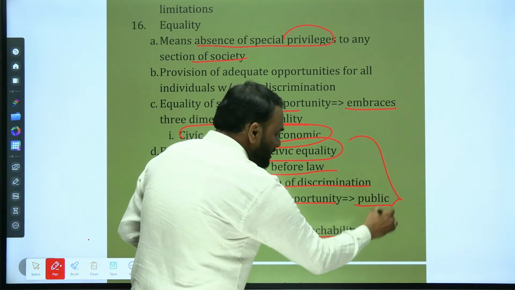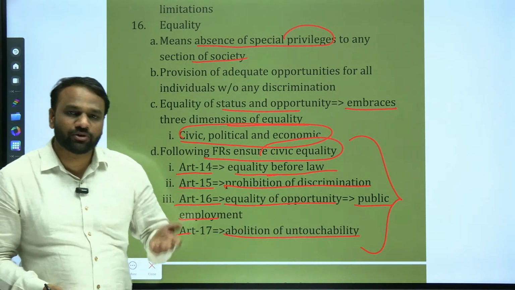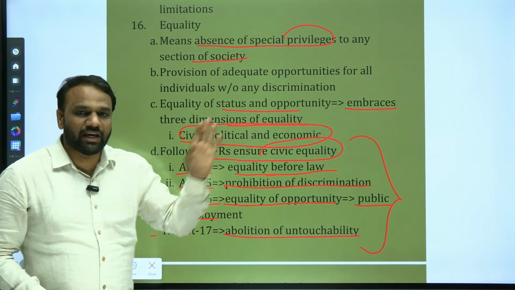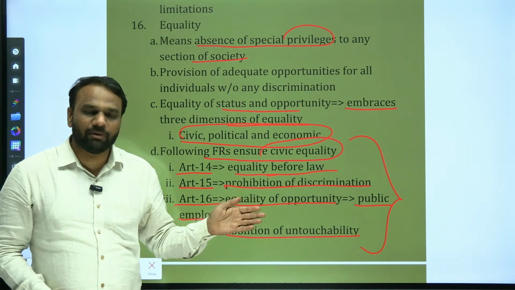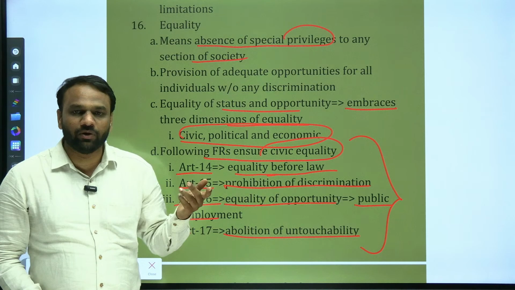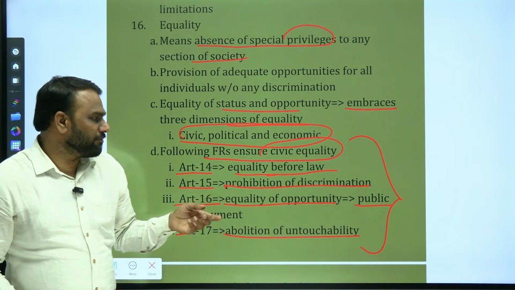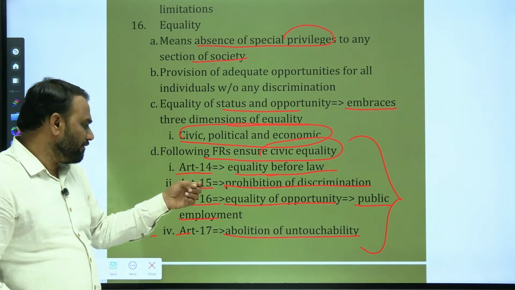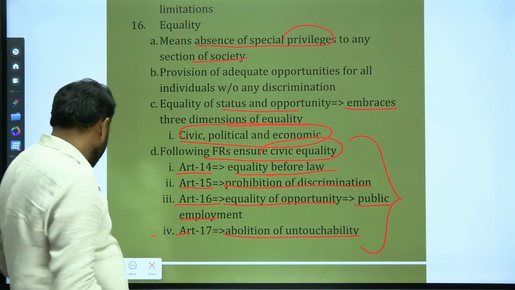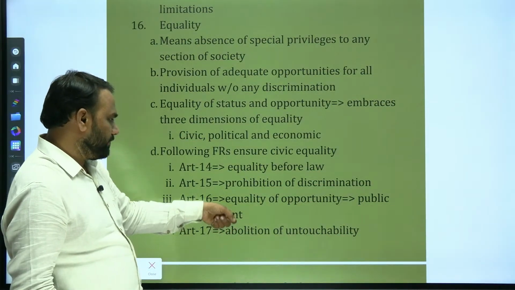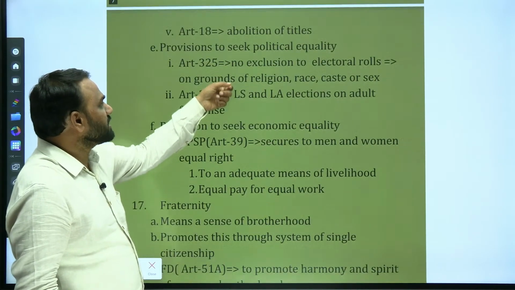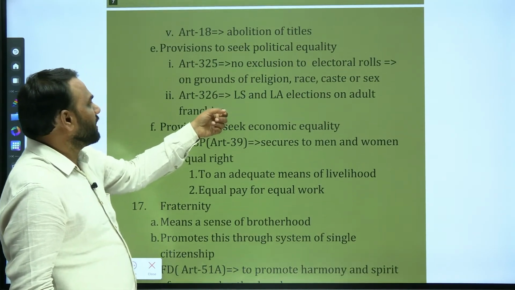In the prelims, questions might be framed. What kind of questions can be framed? Which of the following articles ensure civic equality? They may give you Article 14, Article 15, Article 28, then options: one only, two only, both one and two, neither one nor two. Such questions can be framed. So these are important: Articles 14, 15, 16, 17 ensure civic equality. Also Article 18, abolition of titles, which we shall discuss when we start discussing fundamental rights.